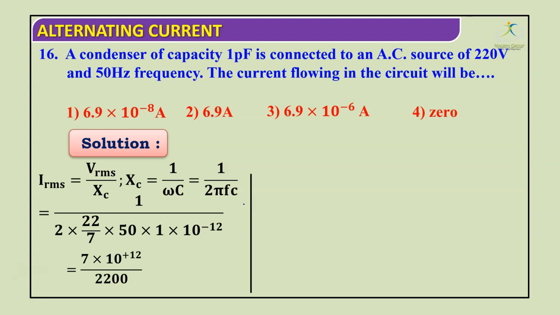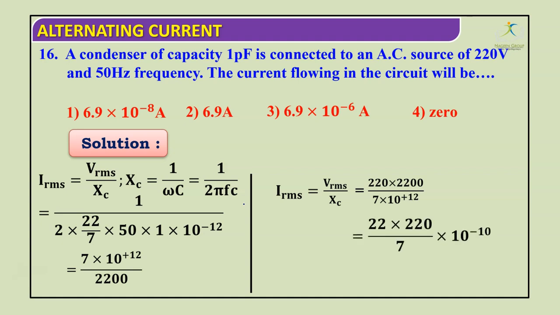After solving, we get I_RMS equals V_RMS by X_C. The value of V_RMS which we received is 220, divided by the value of X_C, which is 7 × 10^12 or so. After the solution, we got the value 6.9 × 10^-8, which is our first option.